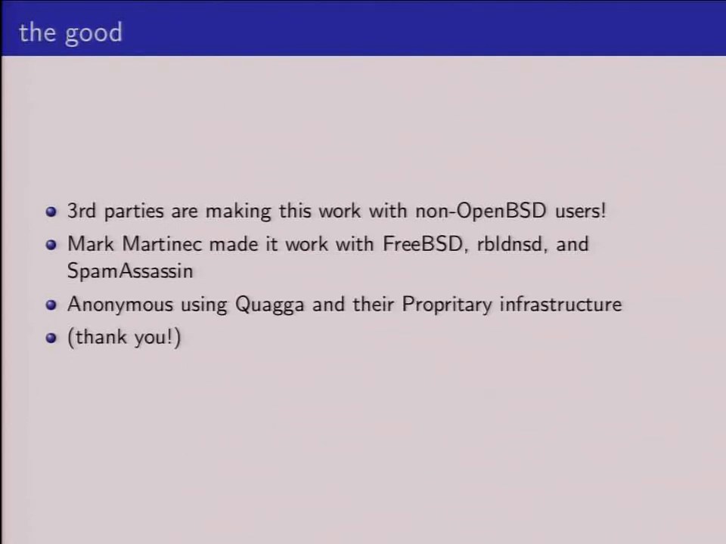Additionally, I've even gotten some third-party people who are making this work on non-OpenBSD. My original creation was just focusing on the OpenBSD side of this, and other people are using it. For example, Mark Martinik was able to make it work using FreeBSD, RBL, DNSD, and SpamAssassin, and he sent basically a how-to and a short Perl script of how to extract all the information to the SpamAssassin mailing lists. I also had someone talk with me privately about using Quagga to extract the information and adding it to their own proprietary infrastructure at their place of work. So thank you very much to those two people.